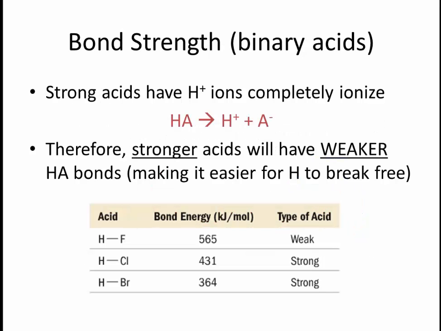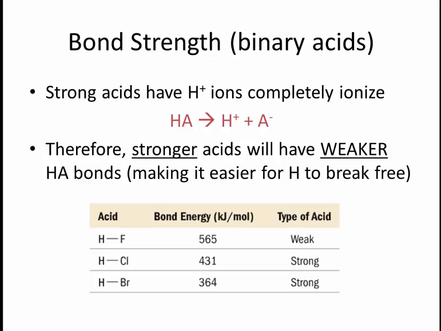Other thing to consider is the bond strength. So strong acids have hydrogen ions that completely ionize. Therefore, stronger acids have weaker H-A bonds. So in order for an acid to be strong, you want that H+ ion to break off readily. So the weaker the H-A bond, the stronger the acid will be.